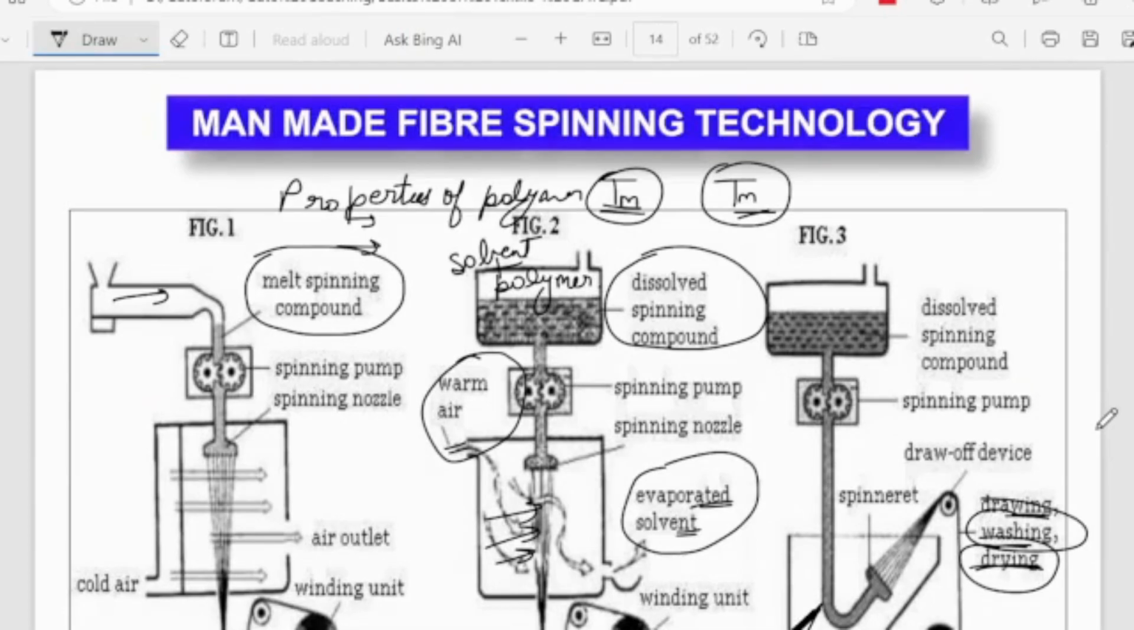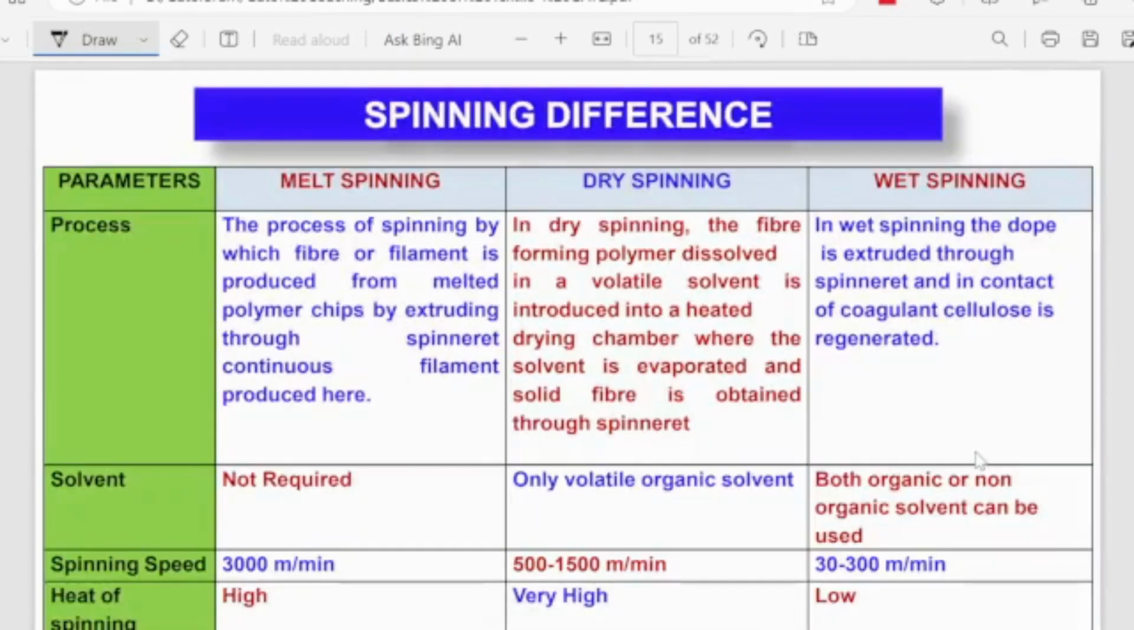You can see these are melt spun things. Here you can see this is a spinneret. Here these are in molten form, and from here it is put, and then they are extruded by the extruder, and finally wound onto the winding unit. Whereas in the case of wet spinning, solvent and polymer are put and dissolved in the spinning compounds. Whereas in dry spinning, there is no use of solvent, and these are finally dried directly onto the fiber.